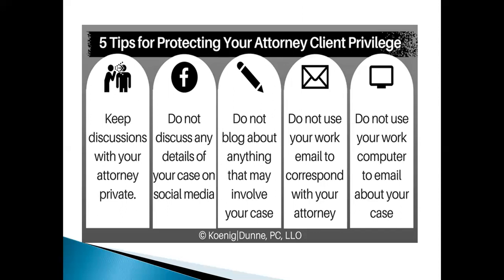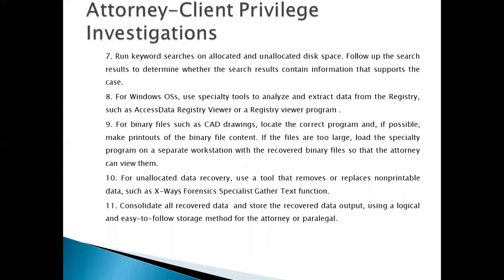So there are 5 tips for protecting our attorney-client privilege. First one, keep discussion with your attorney private. So if we are going for attorney-client privilege, attorney and client should discuss alone. Do not discuss any details of your case on social media. Do not blog about anything that involves your case. Do not use your work email to correspond with your attorney. Do not use your work computer to email about your case. And the next, still 11 more are there.